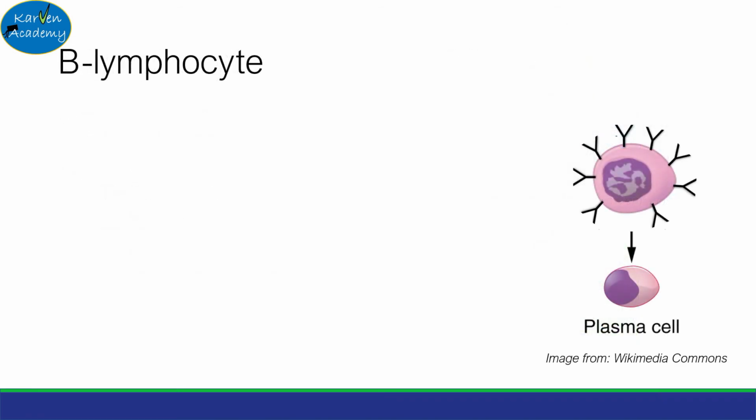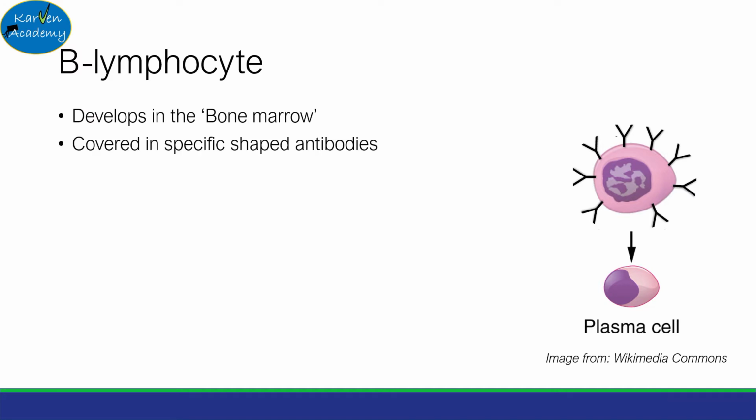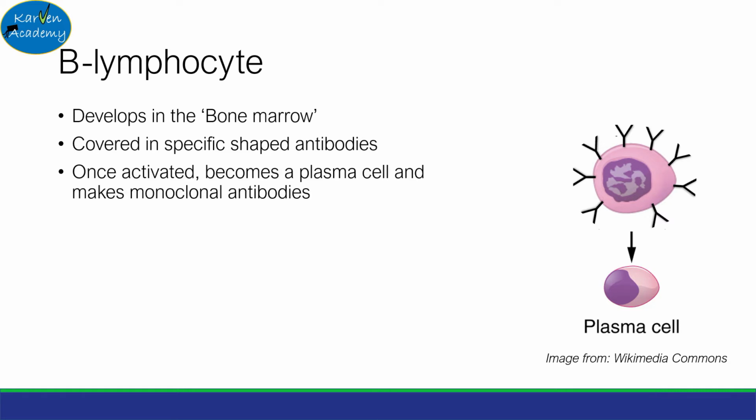Another type of lymphocyte is the B lymphocyte, so called because it develops in the bone marrow. And B cells are covered by specific shaped antibodies, these Y-like structures. And once activated, B cells become plasma cells, which produce many monoclonal antibodies. Additionally, like the macrophage, the B lymphocyte also functions as an antigen-presenting cell, and we'll learn more about what this means later on.